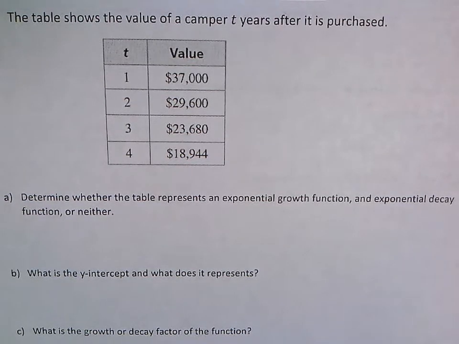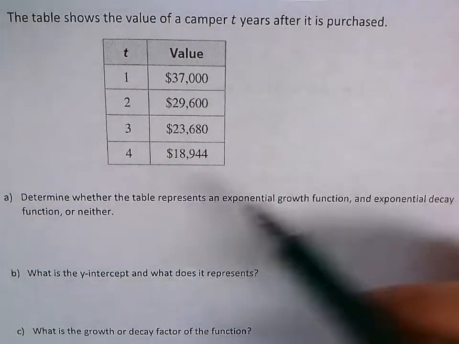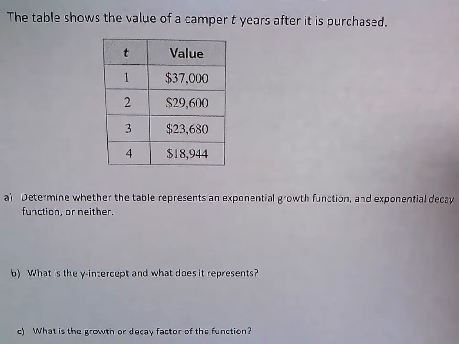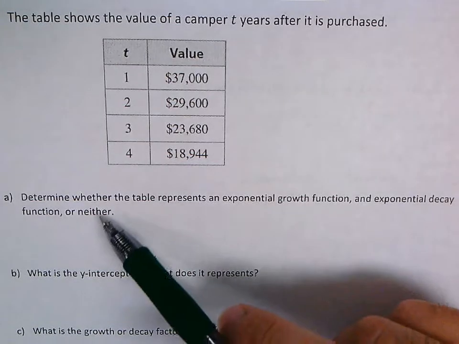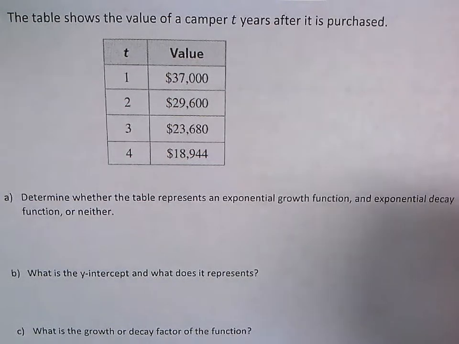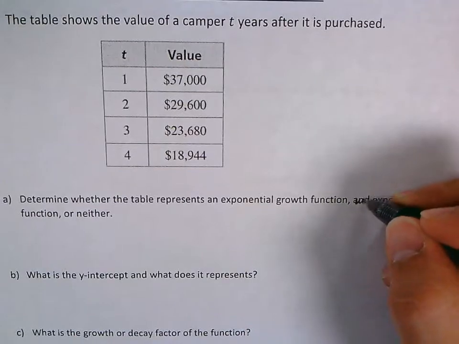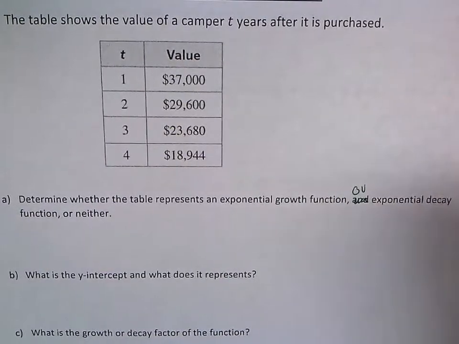So in this problem, we're given a table and a few questions that we have to answer in regards to this specific problem. It says, the table shows the value of a camper T years after it is purchased. The first thing it asks is to determine whether the table represents an exponential growth function or exponential decay function or neither.